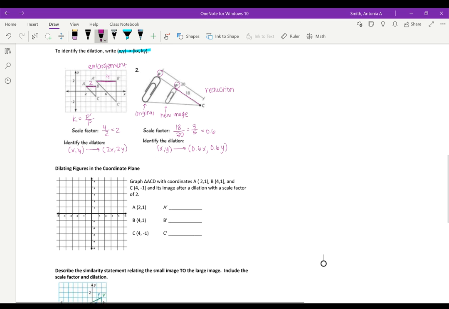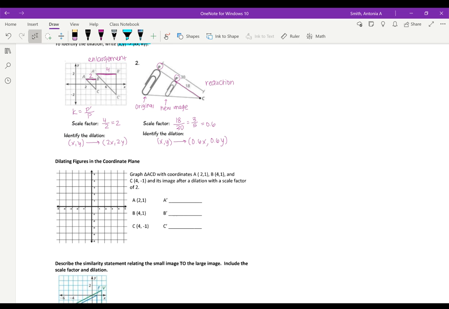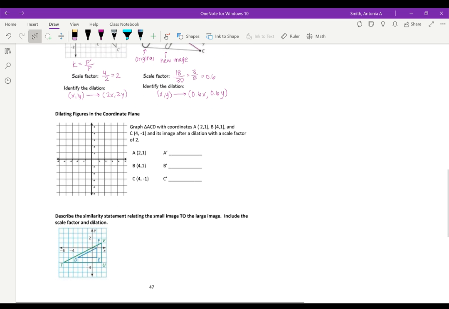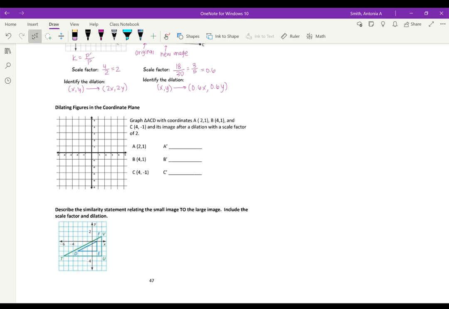Okay. Whoops, sorry. So now let's talk about them on the grid. We're going to draw our own original image and then perform a dilation and figure out what happens when we do that. Okay, so we are going to first graph triangle ACD with the coordinates (2, 1), (4, 1), and (4, -1), and then also graph its image after a dilation with a scale factor 2.